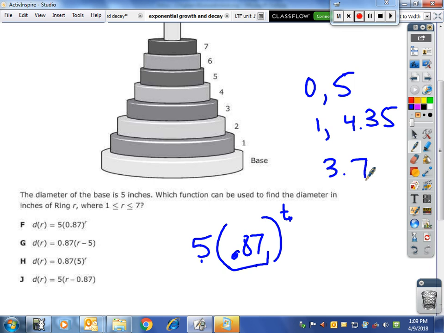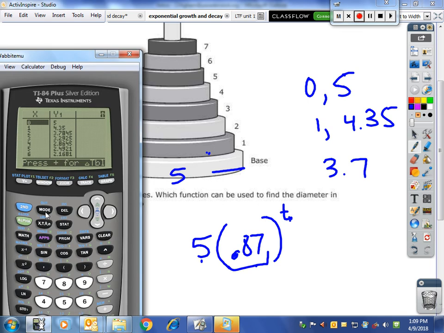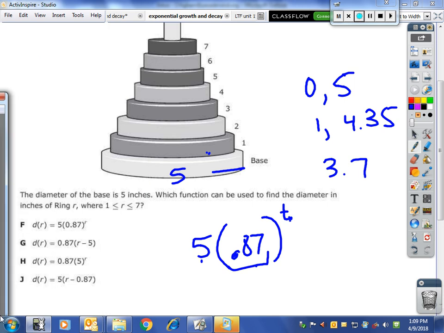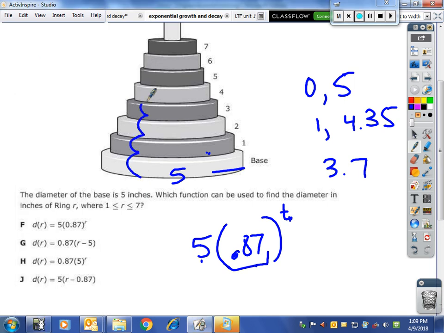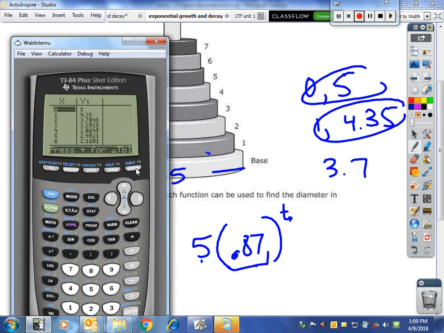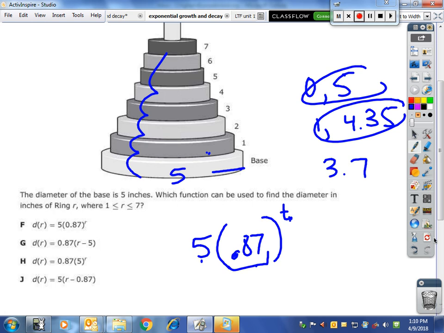Okay, so take 5 and find 87%. If this is 5 and this one above it is 87% of that, what's 87% of 5? Yes, 5 times 0.87 is 4.35. If you find 87% of that, you're going to get the next one, which was 3.7845. So you could have guessed and checked and just kind of figured out, just find 87% of each one and write it out. The one that matches that was choice A. If you looked at the t-chart, you get those same values.